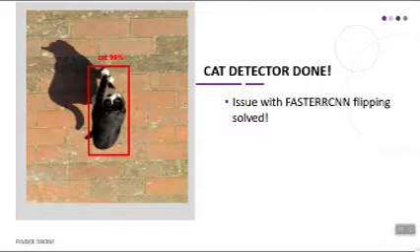Okay, so the cat detector is done. We were able to solve the issue with faster RCNN flipping, and we can detect cats. One thing to note here is we are using the faster RCNN as a base, and we are filtering for the cat category to find the cats.